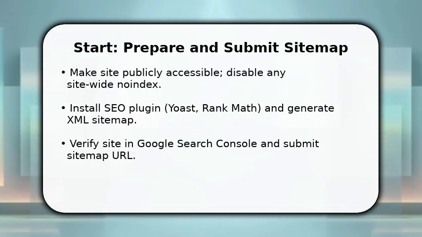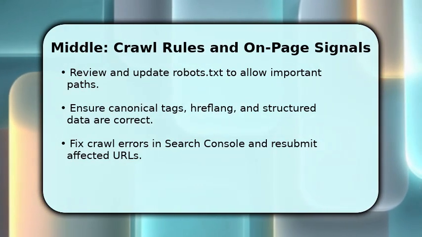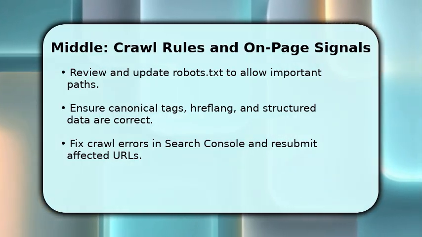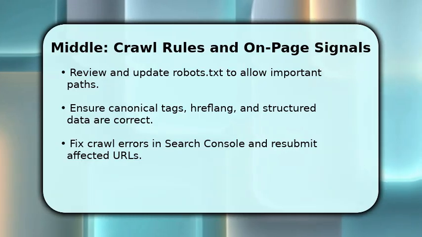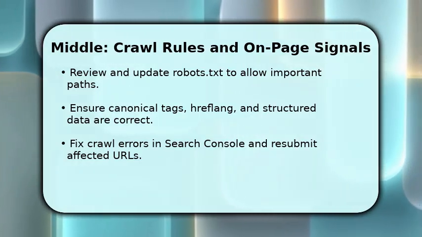Once the sitemap is submitted, you need to manage crawl access and on-page signals so Google indexes the right content. Check robots.txt to allow access to your public pages and block admin or staging areas. Make sure it isn't accidentally disallowing important folders.